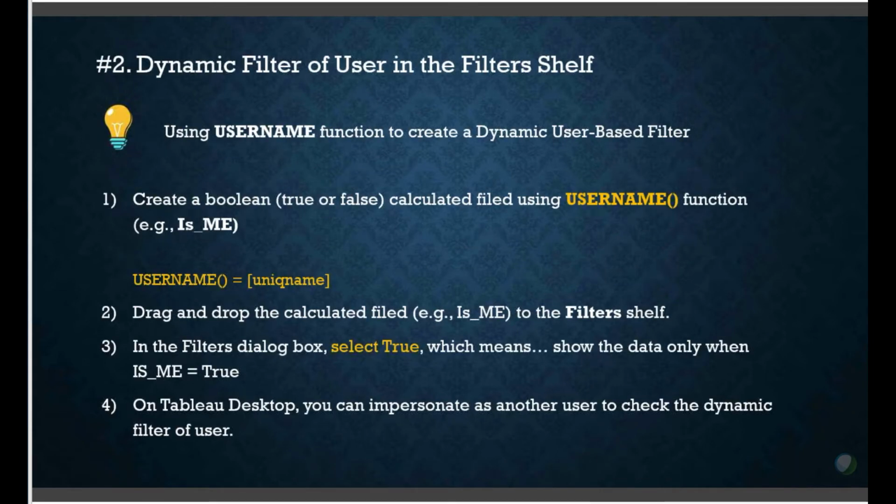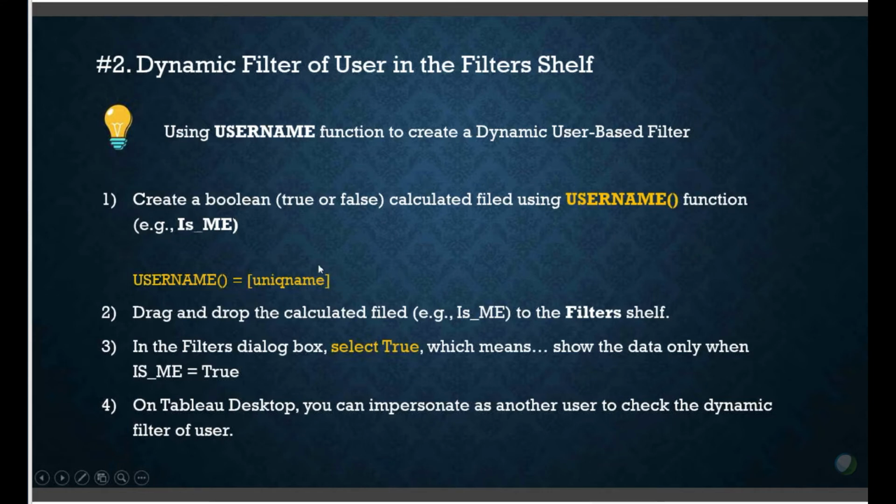So let's continue and look at solution number 2. Solution number 2 is a dynamic filter of user in the filter shelf. The idea is using the username function in Tableau to create a dynamic user-based filter. So you create a calculated field. The calculated field is a Boolean type, and you give it a name, say it's me, and you put in a formula here: username equal to unique name.